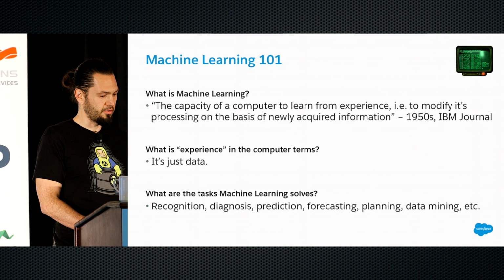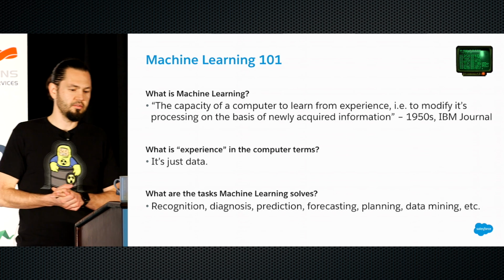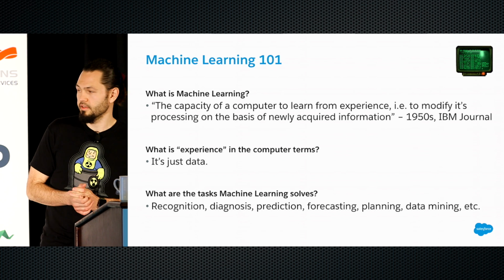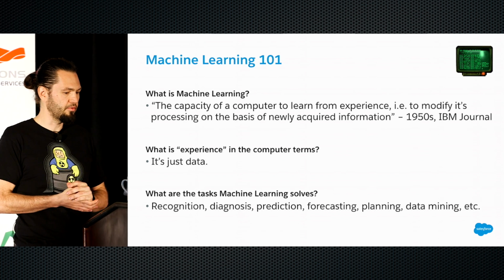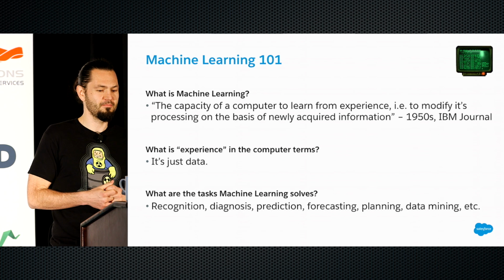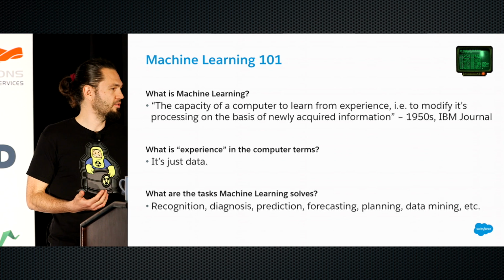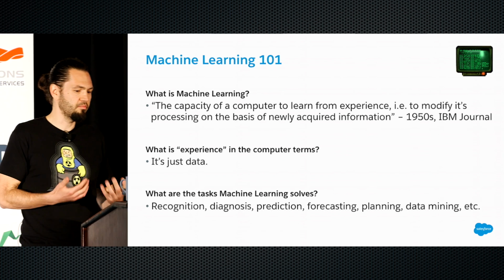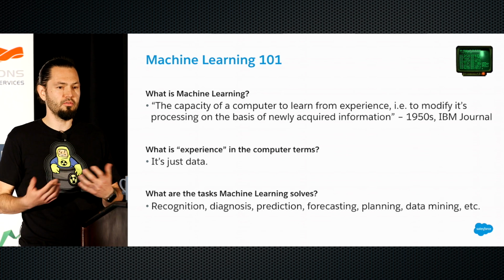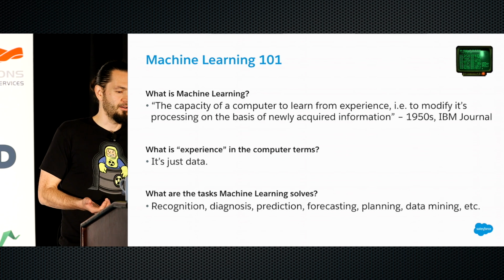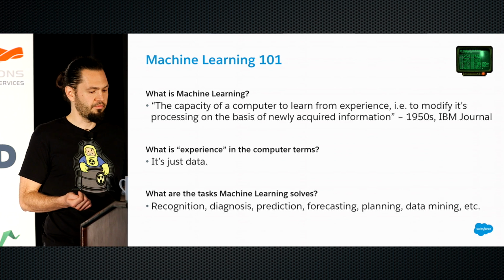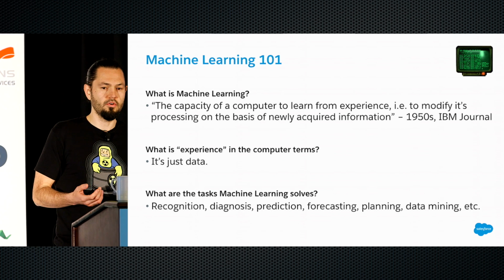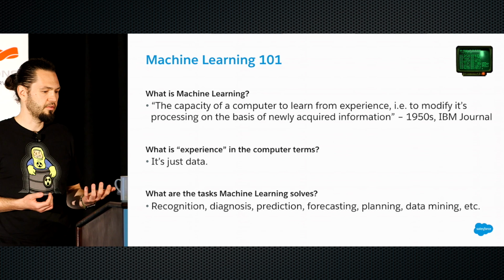So what is machine learning, right? It was defined well in the IBM journal in the 1950s: the capacity of a computer to learn from its own experience. So it can modify the processing of the function based on the newly acquired information without modifying the code. So this is actually a very important property to allow us to scale.